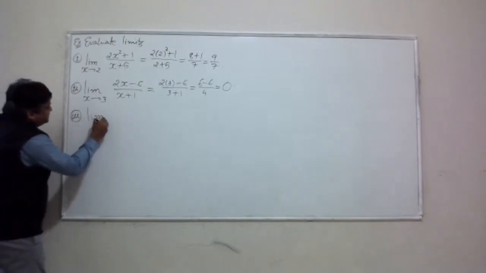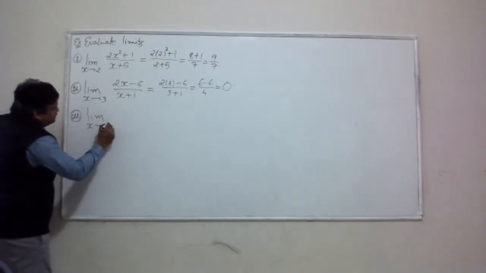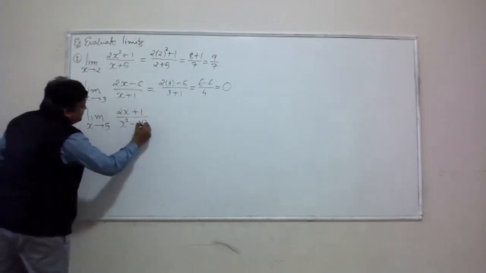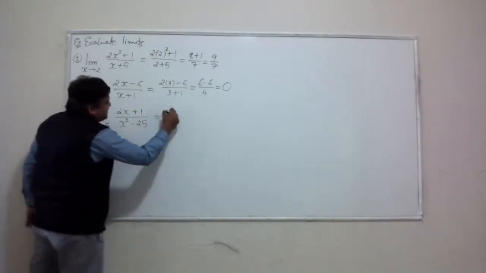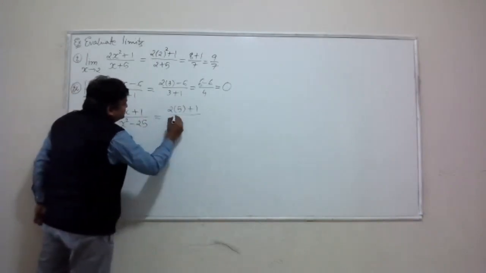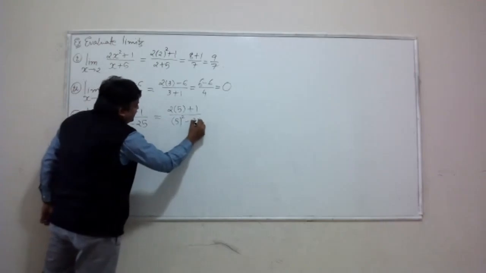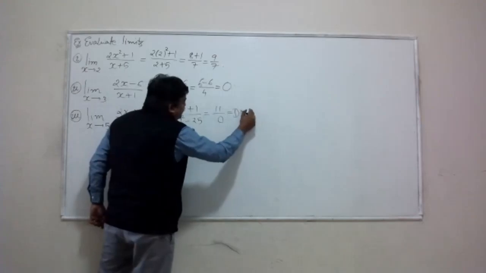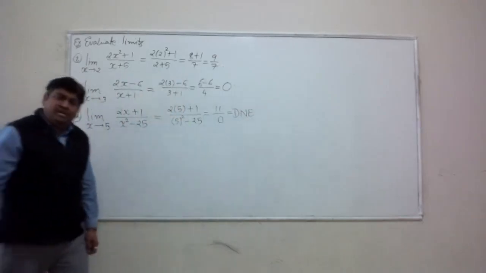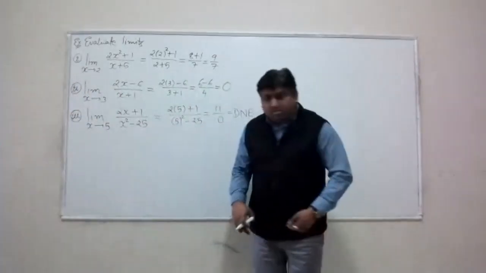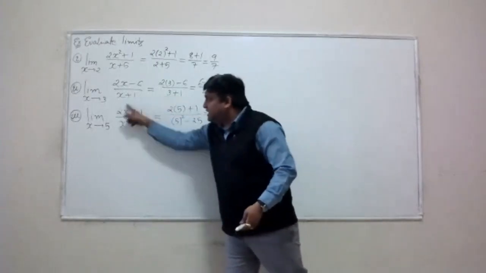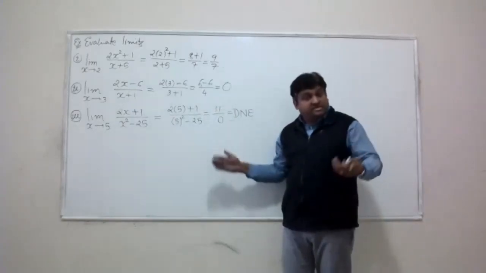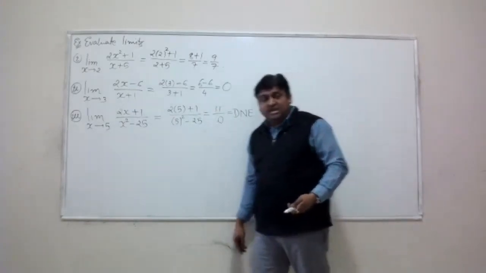Suppose I ask you to calculate the limit as x approaches 5 of 2x plus 1 over x squared minus 25. Plug x equal to 5 and see what happens. Looks like we get 11 in the top with 0 in the bottom, meaning the limit does not exist. How do we read this in terms of the graph of the function? Well, this function has a vertical asymptote at x equal to 5. That's another way to read the same statement.